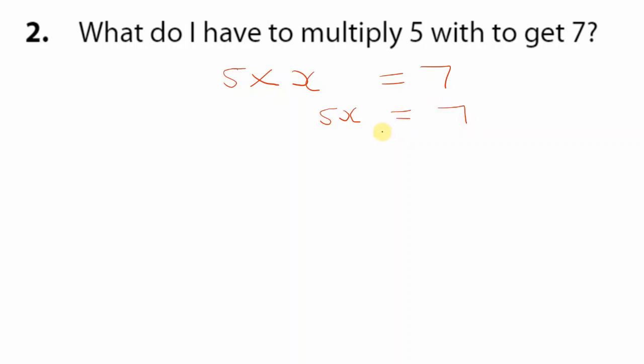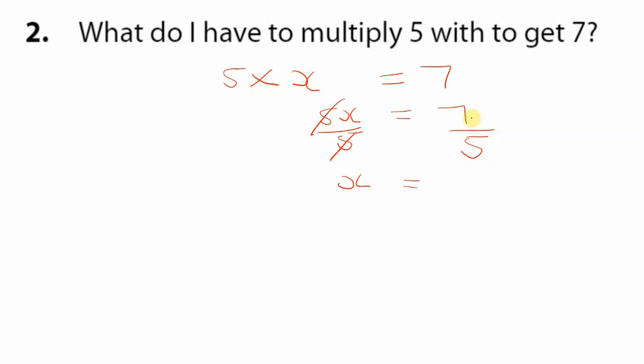So now, how do we get only x? We can divide by 5 so that the two 5's cancel. But what we do on the left, we do on the right. So now x equals 7 over 5.